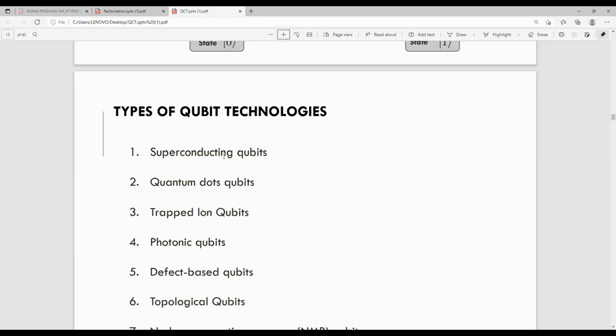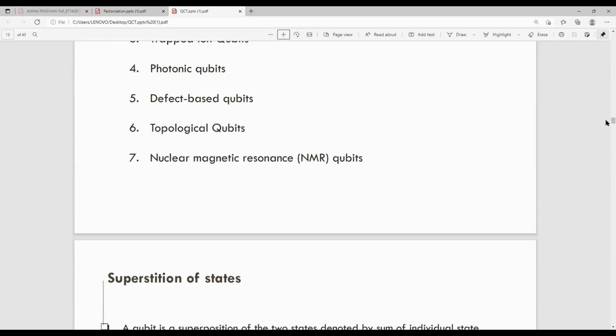Photonic qubits are still in the lab. Defect-based qubits, topological qubits are still in the lab, but people are talking very seriously about them. Topological qubit is more interesting because it is free of noise. The noise is a big problem.